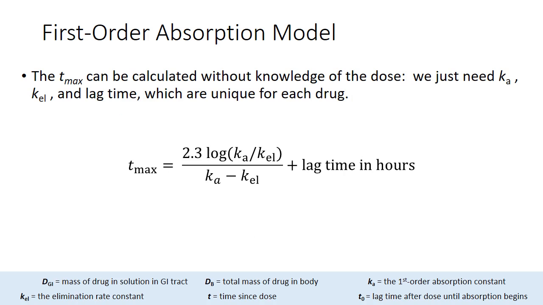Sometimes it's useful just to know the predicted Tmax. At what time does the patient have the highest concentration in their plasma? That could be very useful to know. The only things you need to calculate that are the absorption rate constant, the elimination rate constant, and the lag time. Every drug has different values for those, but they should be constant for each drug. So Tmax equals 2.3 times the log of Ka over Kel, divided by Ka minus Kel, plus the lag time in hours. That gives you how many hours it takes to reach the maximum plasma concentration.